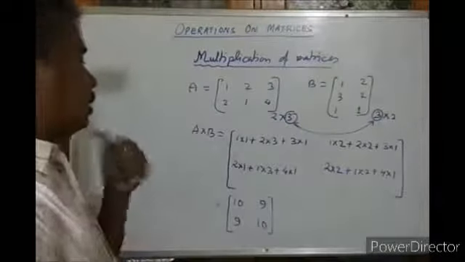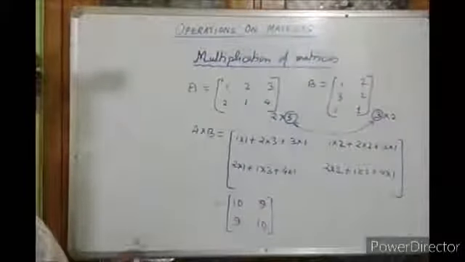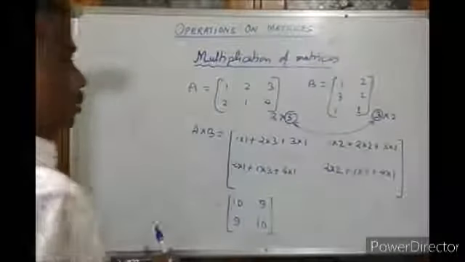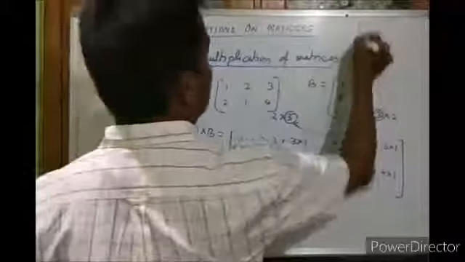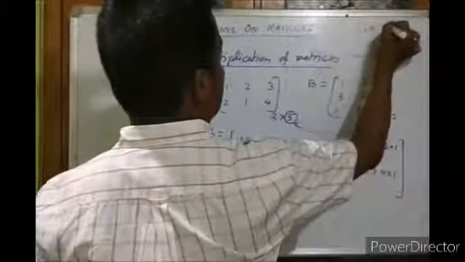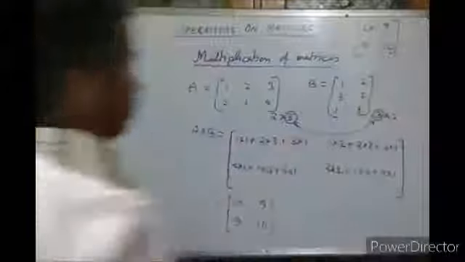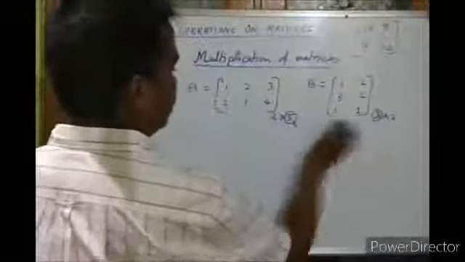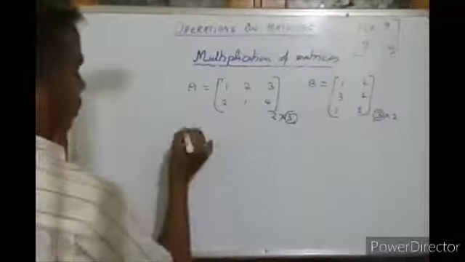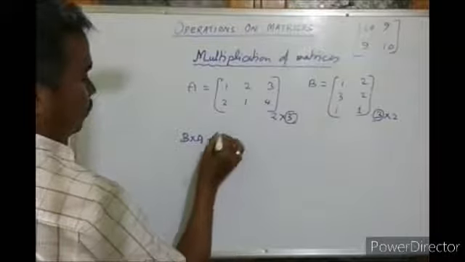So this is the A into B equal to this one. Now let us see whether we can find out B into A also. We can find out B into A also here. A into B we have got, let me write it here, A into B is 10, 9, 9, 10. Now let's find B into A, and we'll check whether it is commutative or not, A into B and B into A.